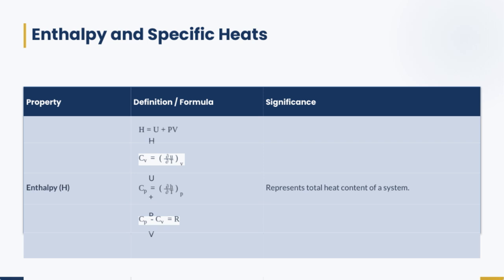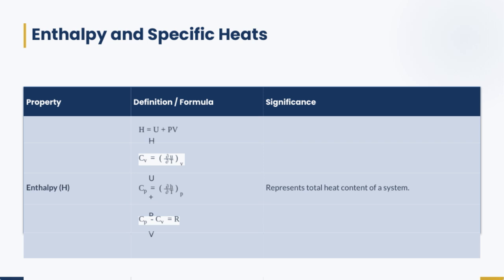Next, we have specific heat at constant volume, denoted as Cv. This is defined as the partial derivative of internal energy, U, with respect to temperature, T, at constant volume. It tells us how much energy is needed to raise the temperature of a material when the volume doesn't change, which is important in many thermodynamic processes.